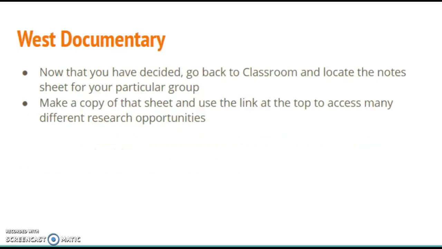All right, so welcome back. Now you've got that decided. I want you to go back to Classroom, and you need to locate the note sheet for your particular group. Okay, so there's 7 different note sheets. You only need the one for your group. So if you're focusing on American Indians, that's the one you need to find, and make a copy of it, because I'm not giving you a copy. I'm just giving you access. Make a copy of it for yourself, and then use the link at the top of that sheet to access a lot of different resources for research. So there's going to be websites, some PDFs, videos, photo galleries, all kinds of different things for you to look through to get your research. So make your own copy of that, and that's where we're going to park all your research.